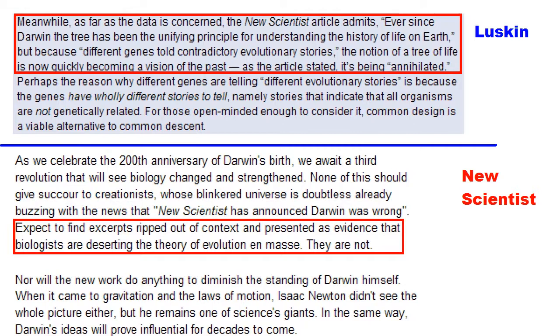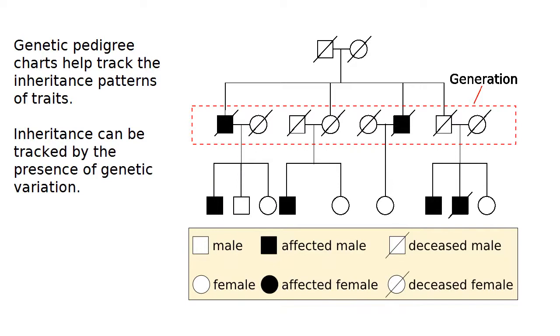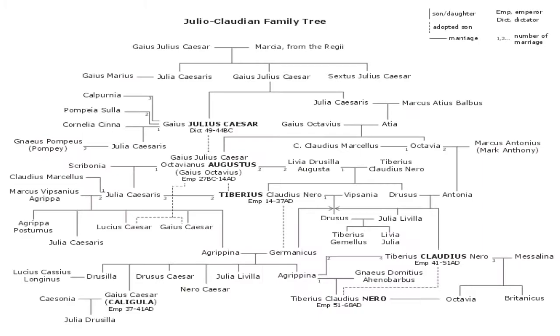Expect to find excerpts ripped out of context and presented as evidence that biologists are deserting the theory of evolution en masse. They are not. The editors of the New Scientist must be psychic." I propose to test the idea that phylogenetics lies in tatters, and with it, the basis for paternity testing.